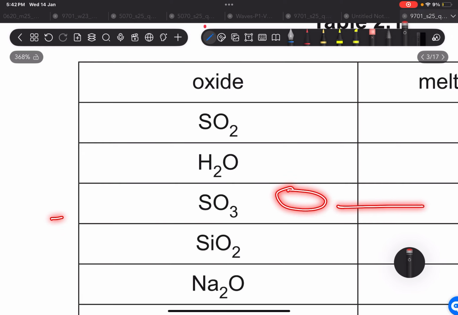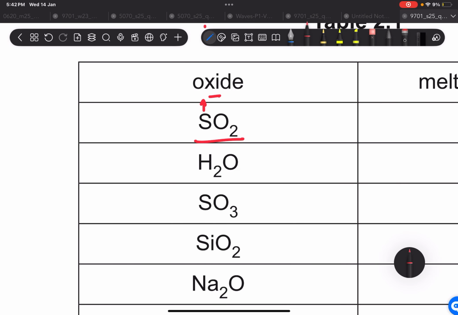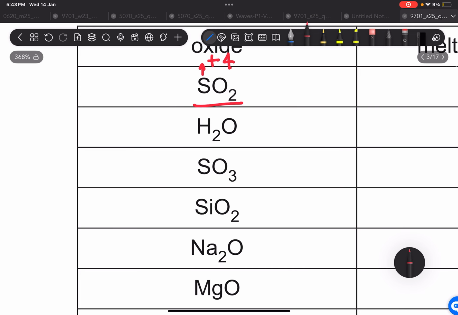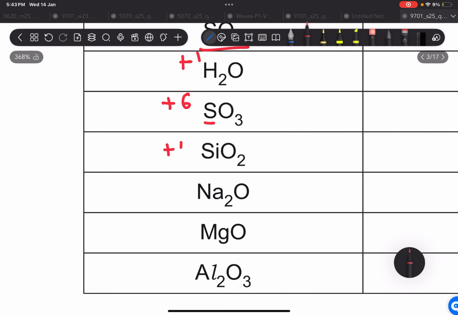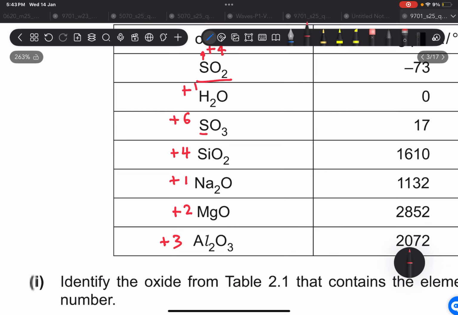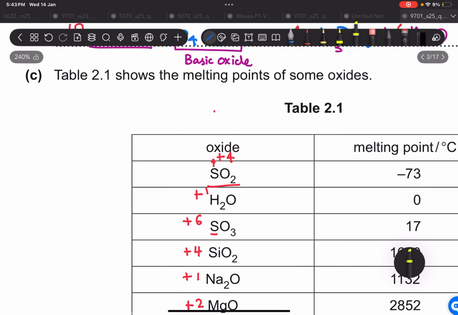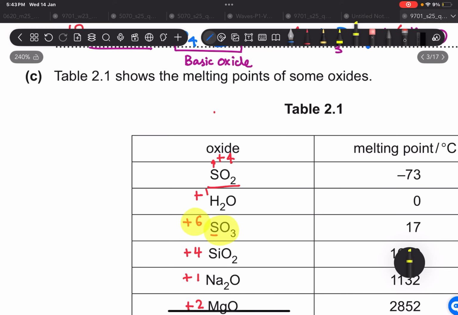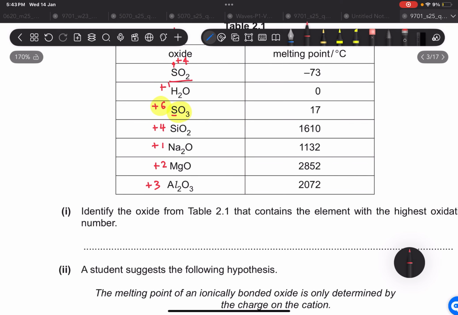Okay, so we're gonna start from the beginning. For over here the oxidation number of sulfur is a positive 4. Over here for hydrogen it's a positive 1. For sulfur over here it's a positive 6. For silicon over here it's a positive 4. For sodium over here it's a positive 1. For magnesium it's a positive 2. And for aluminum over here it's a positive 3. So the element that has the highest oxidation number is the sulfur in sulfur trioxide. So we're gonna put SO3 because we have to identify the oxide.